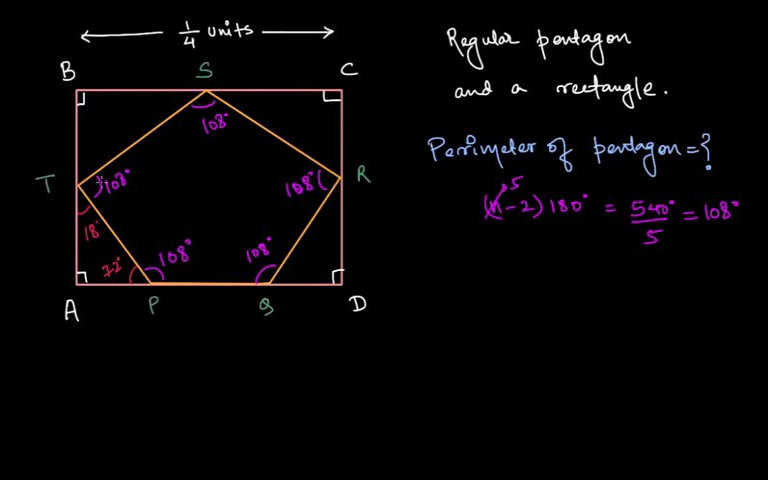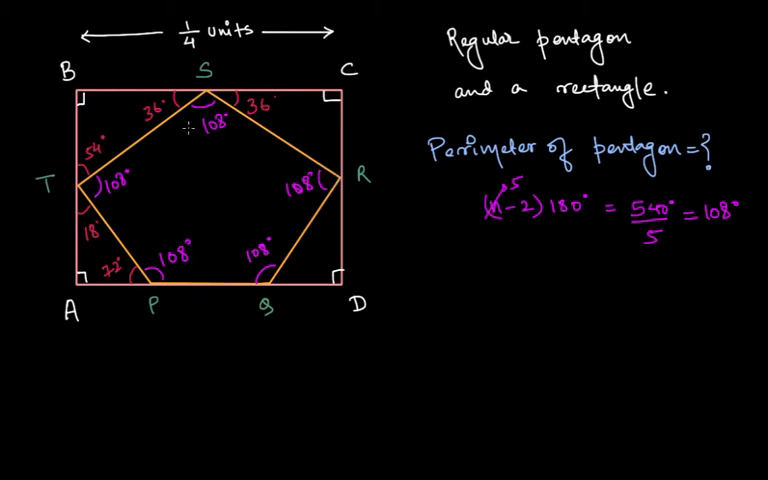Now this is 18, this is 108. So this angle here will be 180 minus 108 minus 18 degrees, that is 54 degrees. This is again 90. So this angle here will be 90 minus 54, that is 36 degrees. Similarly, this angle here will be 180 minus 108 minus 36, that is 36 degrees.